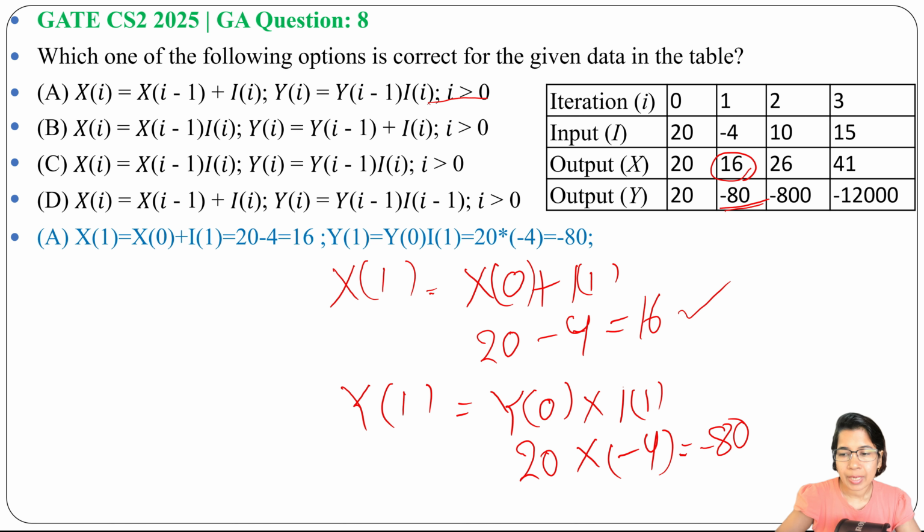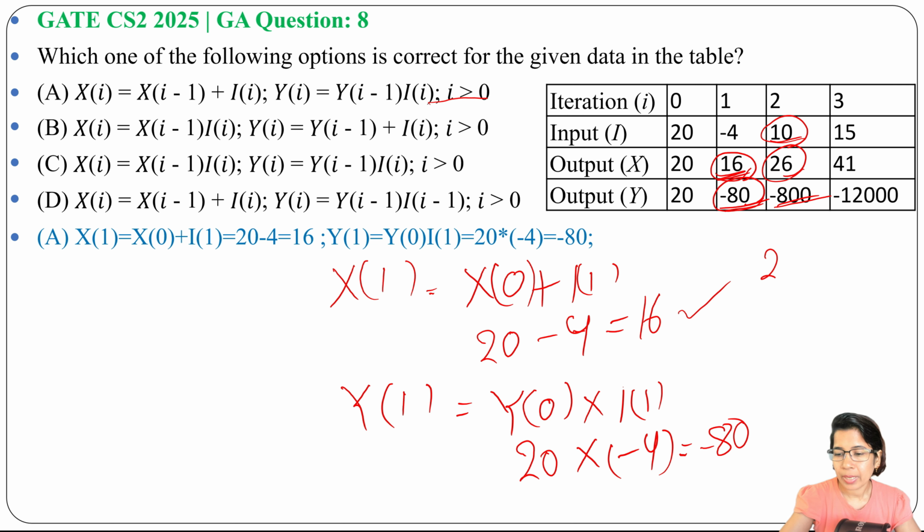You can check for x2 and y2. So x2 will be 16 plus 10, 26. Yes, this is true. Now y2 is minus 80 multiplied by 10, minus 800. Yes, that is also true.